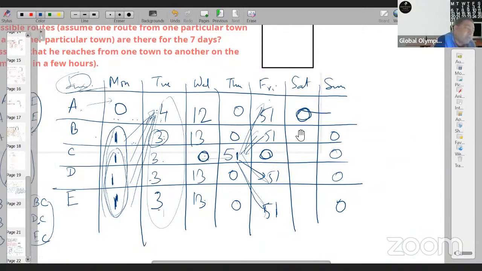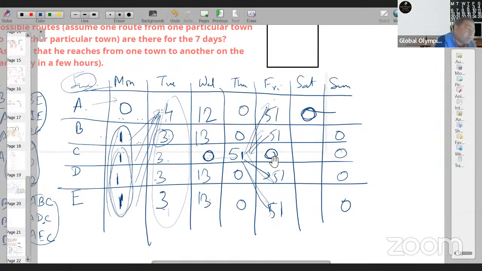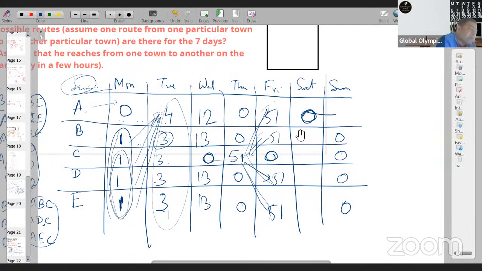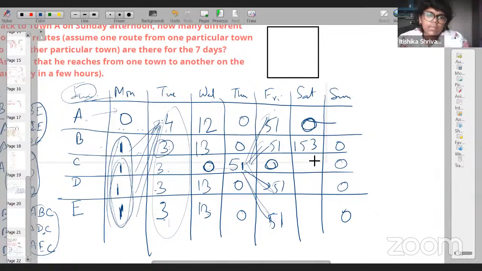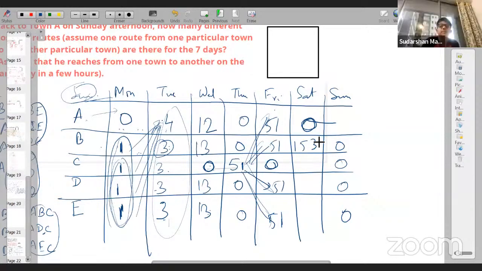In this one, we'll add up. We will leave this one out and add the remaining three 51s. So we'll get 153. Correct.